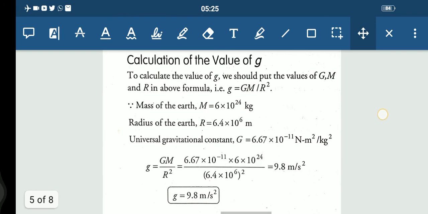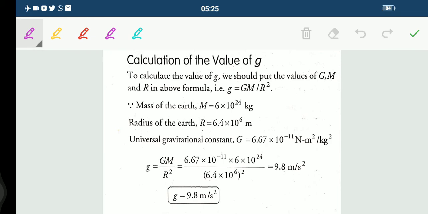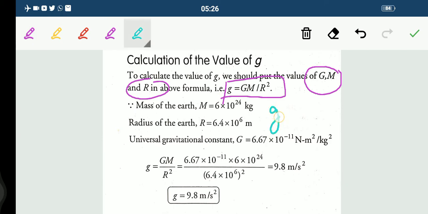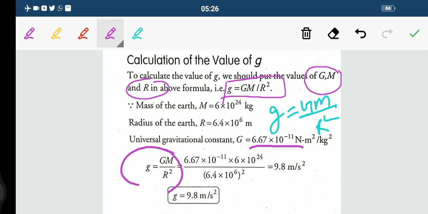Now the main important thing that comes here is how to calculate the value of g. It is very simple. To calculate the value of g, we should put the values of capital G, M and r in the formula, that is g is equal to capital G M upon r square. This was the formula that we had derived. Now you just need to put the values of all these things. What is the value of capital G? Yesterday I told you, 6.67 into 10 raised to power minus 11. So you have to put these values here in the formula.